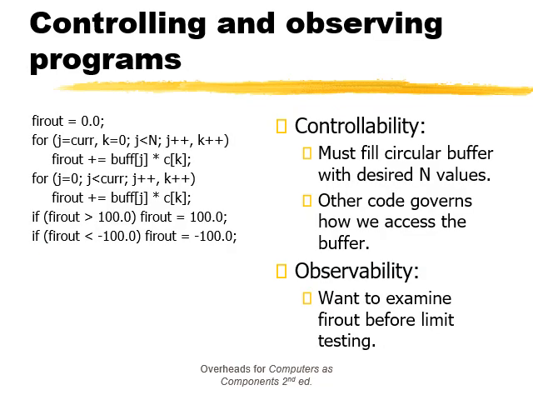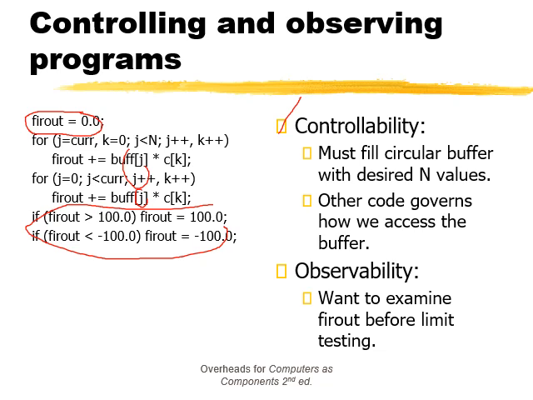Let us consider controllability by examining the following FIR filter with limiter. This end one is the limiter. As you can see here, this is our limiter, and then we have the FIR code. Initially FIR1 has 0 value, and in controllability we provide input values. We must fill the circular buffer. This is the circular buffer here and here. We must fill the circular buffer with the desired n values. Other code governs how we access the buffer.